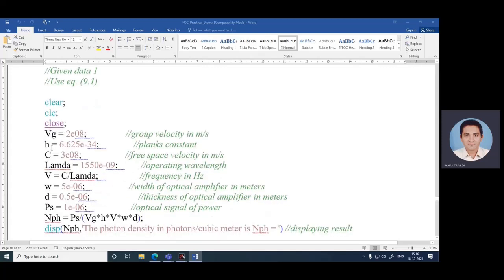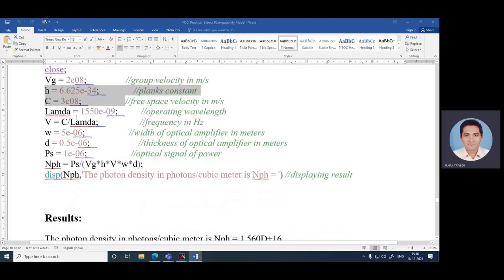Then VG is given. H and C are the standard values: H equal to 6.625 e raised to minus 34, Planck constant; C is 3 e raised to 8, free space velocity in meters per second. Lambda is given as 1550 e raised to minus 9, the operating wavelength. V is equal to C by lambda, frequency in hertz. W is equal to 5 e raised to minus 6, width of optical amplifier in meters. D is equal to 0.5 e raised to minus 6, thickness of optical amplifier in meters. PS equal to 1 into 10 raised to minus 6, optical signal power.